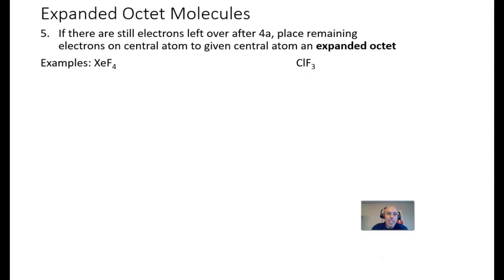Step 5 is about expanded octet molecules, which is what a couple of the optional VSEPR lectures are about, which you could choose to watch or not choose to watch. But I do want you to be able to draw Lewis structures for expanded octet molecules.